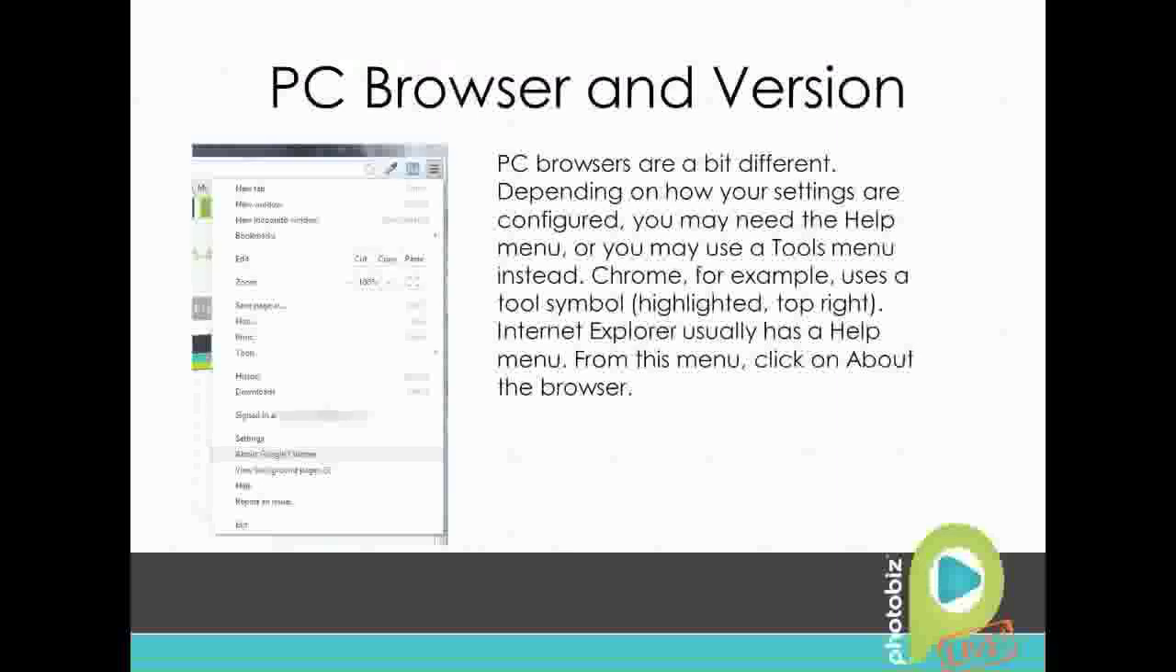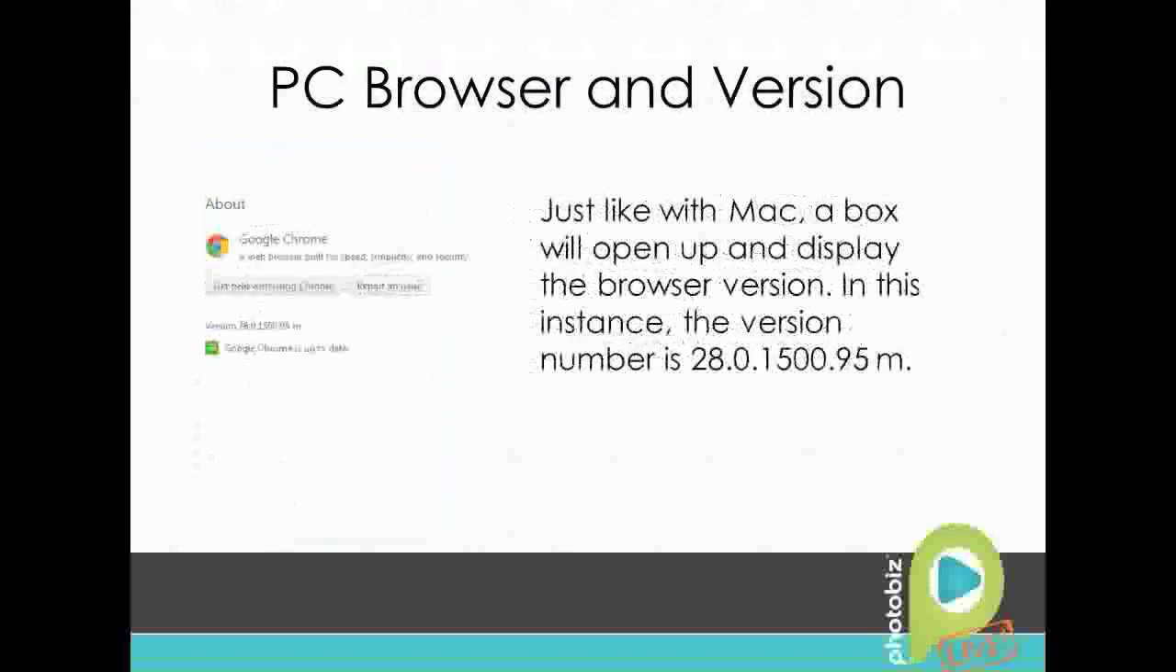And that will take you to where you can see the Help menu. One of the Help menu selections will be About, similar to the way that it looked on the Mac. In this case, it says About Google Chrome. It might say About Internet Explorer and so forth. Once you click on About, you'll get a box that will open up, and it will display the browser version for you. In this instance, for example, the version number is 28.0.1500.95M. So if you have all that information ready for us, give us a call, and then we'll be able to get that information and go from there.